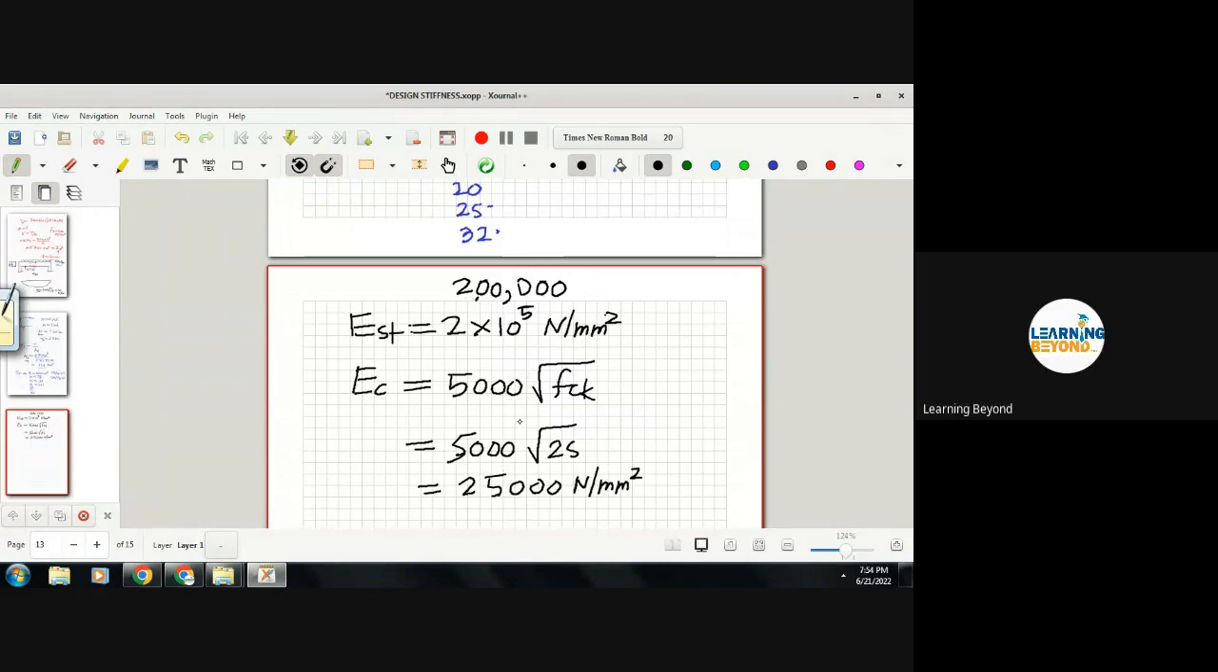So how much is the difference? If you calculate the ratio, 2 lakh by 25,000, it will be around 8 times. So the modulus of elasticity of steel is 8 times more than concrete. In general, I am saying.